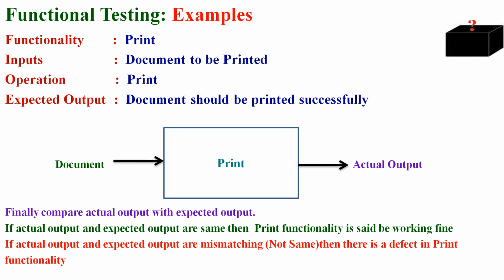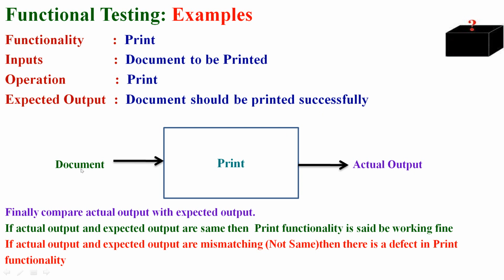And also say print. Print is also a functionality. So the name of the functionality is print. I wanted to print a particular document, right? And what is the operation? Print. What is the expected output? So after successful completion of this print operation, what you are expecting? The document should be printed successfully, right?